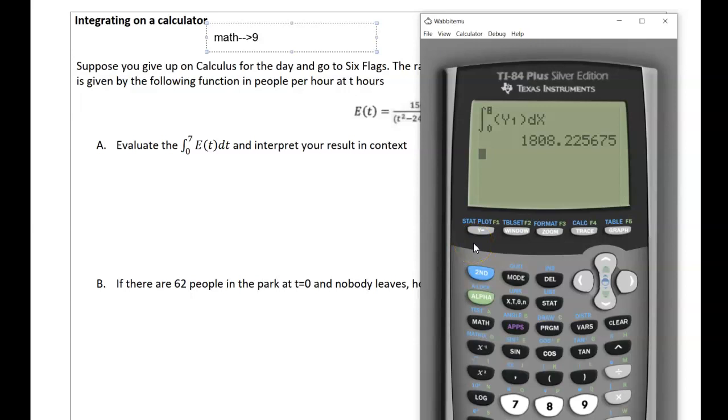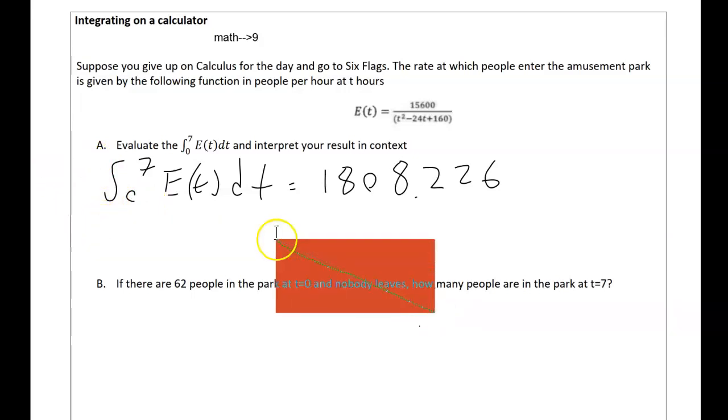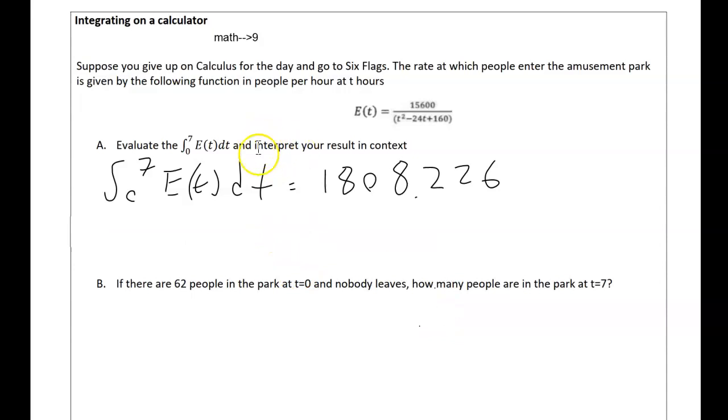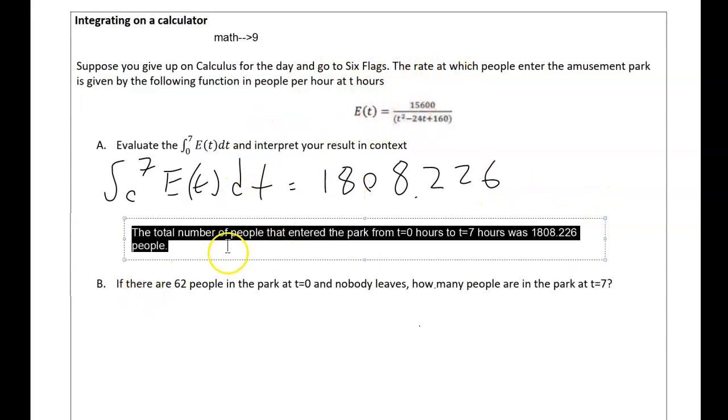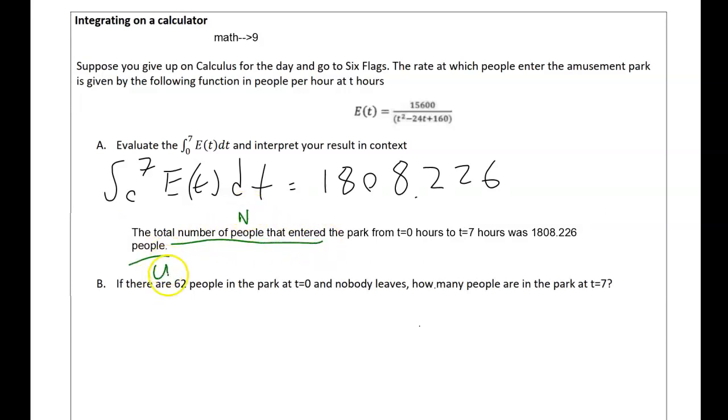Make sure your calculator spits out the same thing. Okay, so here's my result. Notice I rewrote my notation. That's a good rewrite to get practice writing it. And then it asks us, there's that word interpret that we're familiar with. So interpret my result in context. Well, remember this is the total change in the function. The rate at which people enter the park is e. So the integral of e is what we get when we add those all up. So we would say this is the total number of people that entered the park from t equals 0 to t equals 7 hours. And notice I have, again, a noun, a unit, and a time.